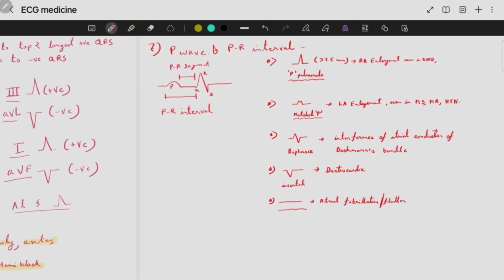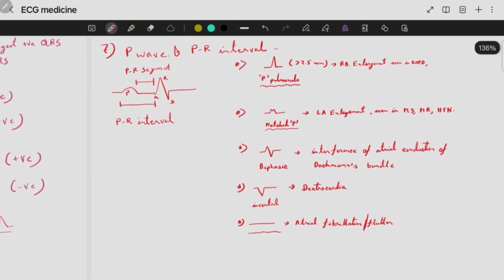Normally the P wave is smooth and upright, but it may be peaked. If the height of the P wave is greater than 2.5 small boxes, it is called pointed P or P pulmonale. The cause is right atrial enlargement seen in COPD. Another is the notched P, like this notch. The cause of notched P is left atrial enlargement seen in MS, MR and hypertension.